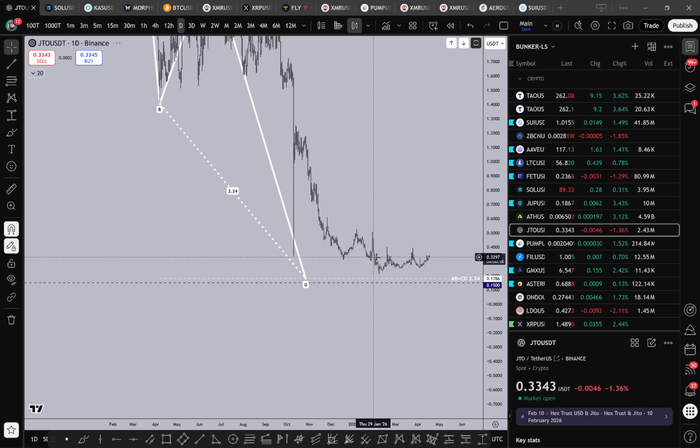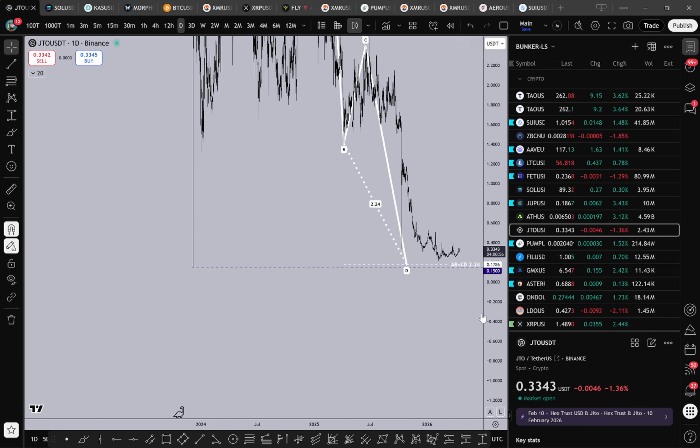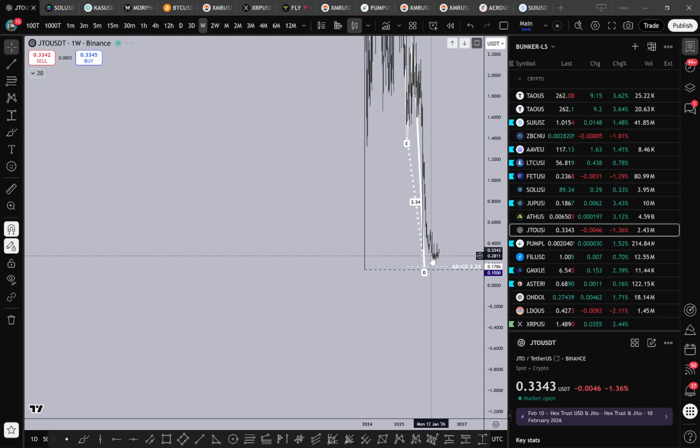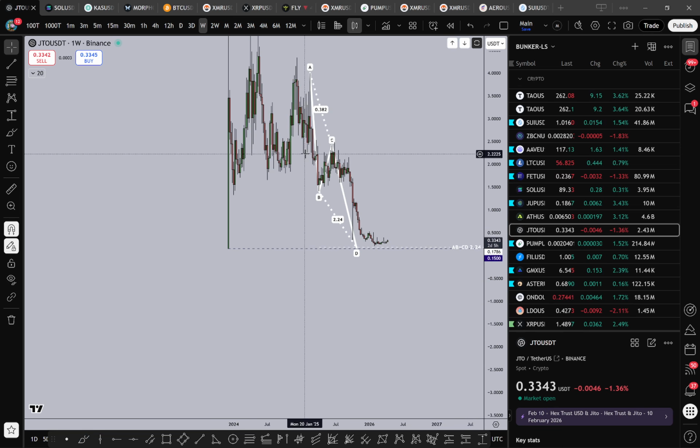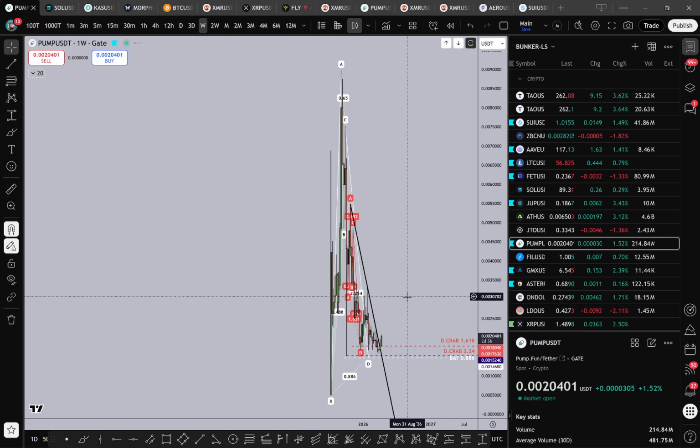JTO. This one, I would not know how to frame a risk right over here unless you've been in lower time frame. I would honestly love to get a sweep of this low for JTO. I don't know if we will, but the ABCD 2.24, if it hits, that would be absolutely legendary for JTO, right? And there's Pump. I think Pump looks the best.